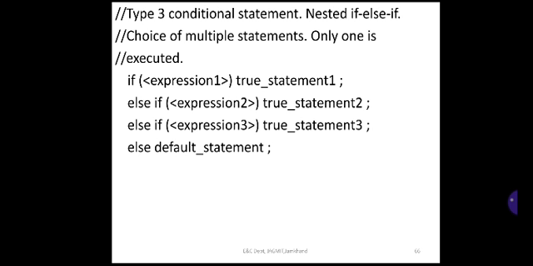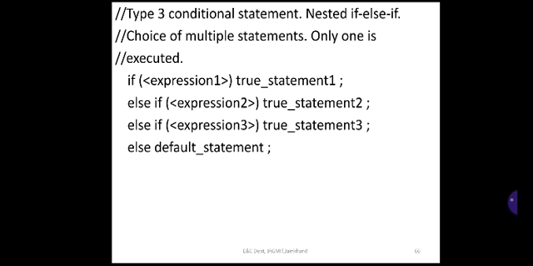And the third one, that is the type 3 conditional statement. This is a nested if else if statement. Here a choice of multiple statements is present, but only one true statement is executed. Not all the statements are executed. Whichever is the first true statement is going to be executed. So see the syntax here.